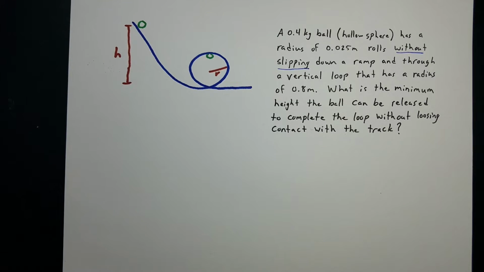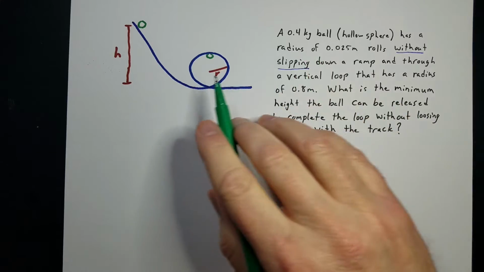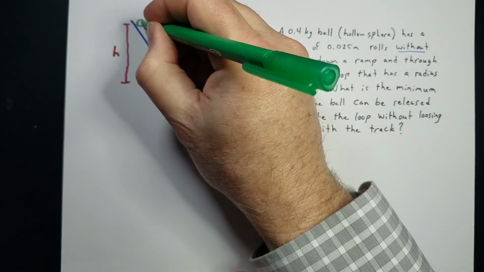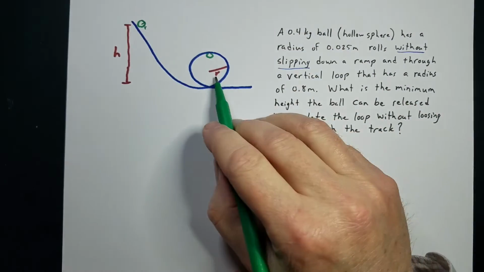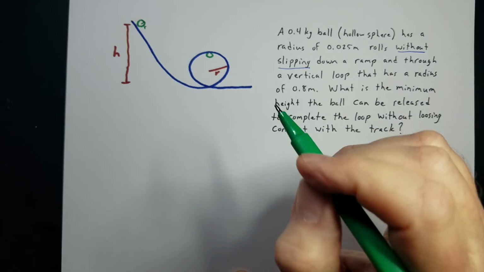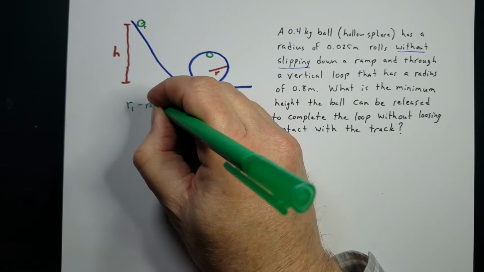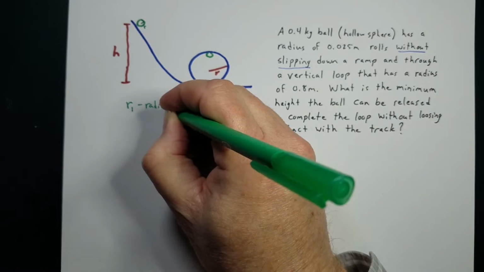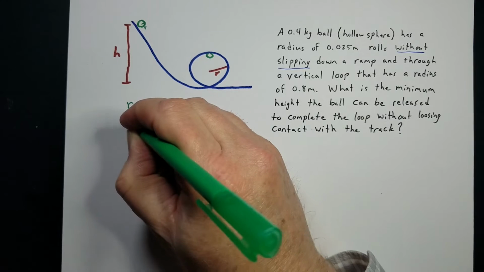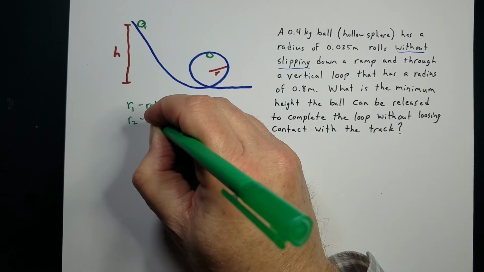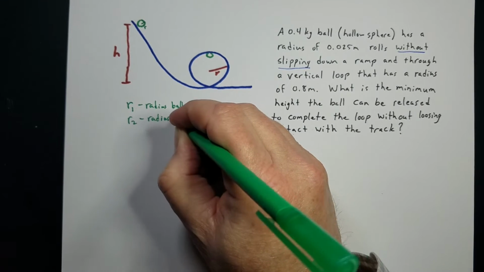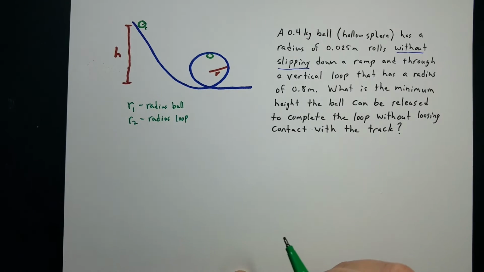So first of all, we've got a lot of information here. We actually have two radii. One for the ball, which is this, and then one for the loop itself. So we need to designate those. We're going to say R1 is the radius of the ball, and R2 is the radius of the loop, so we can keep them separated.